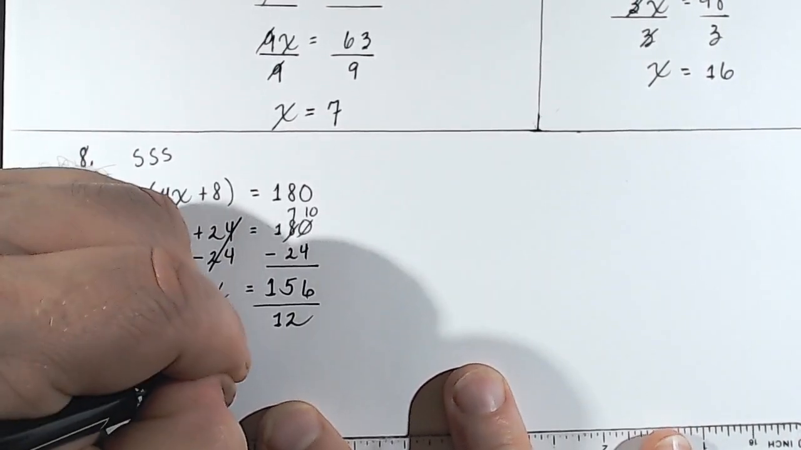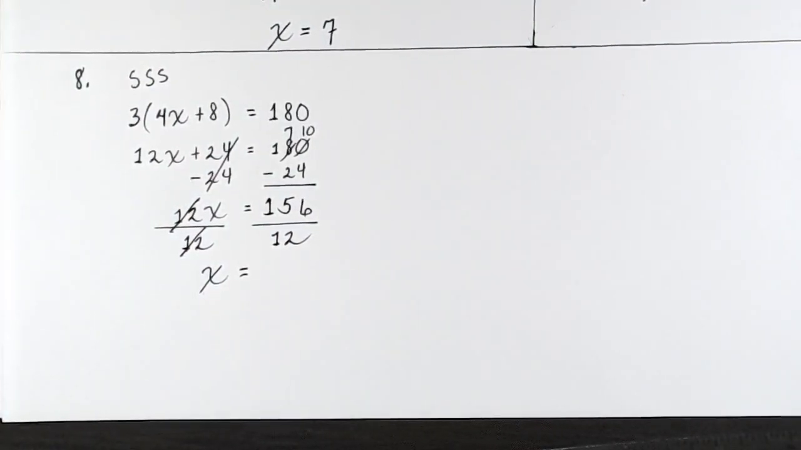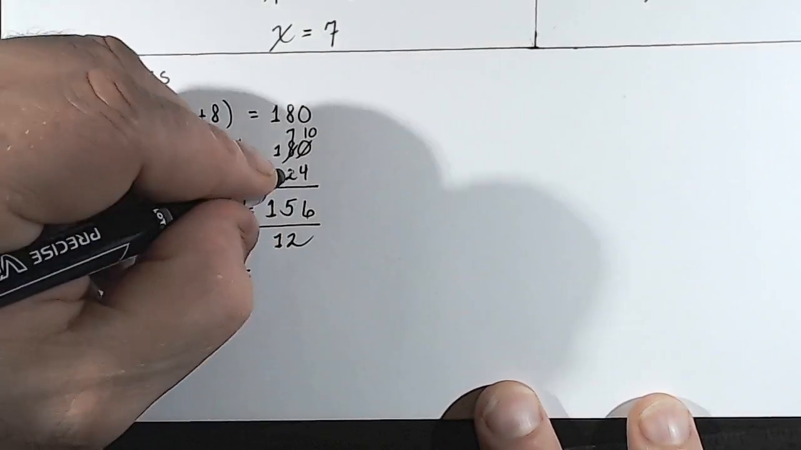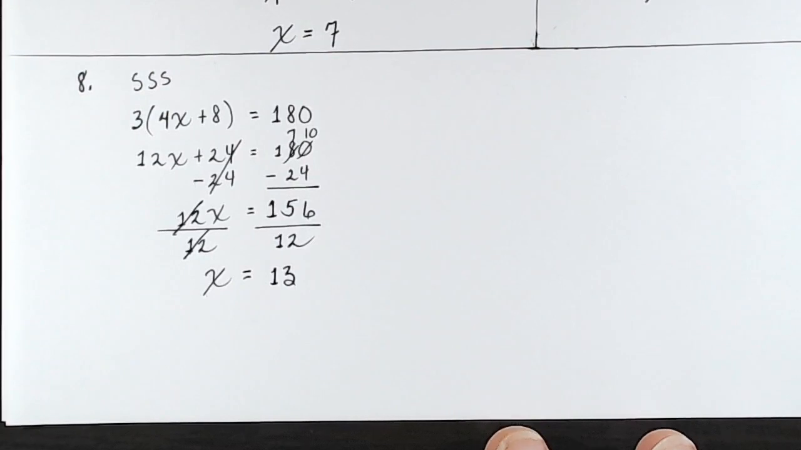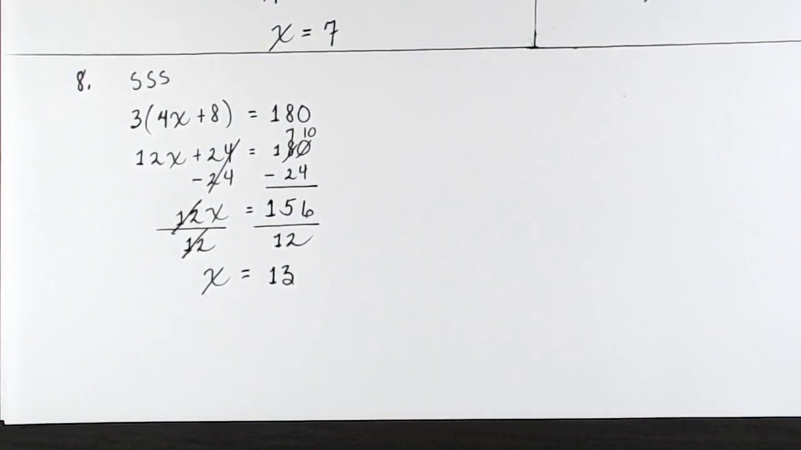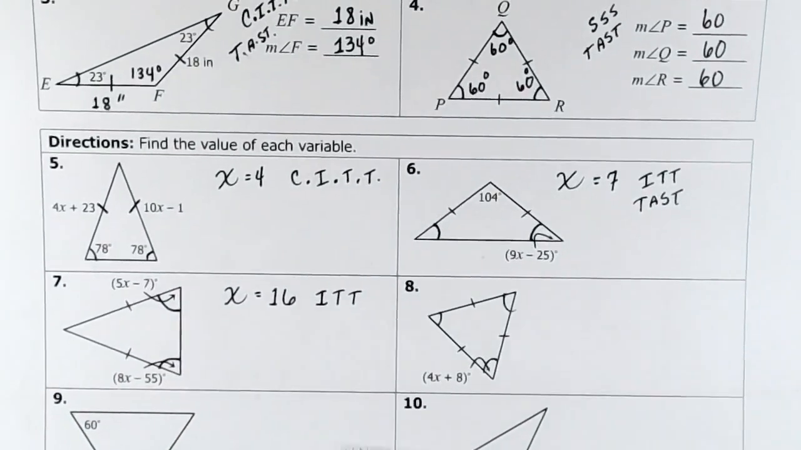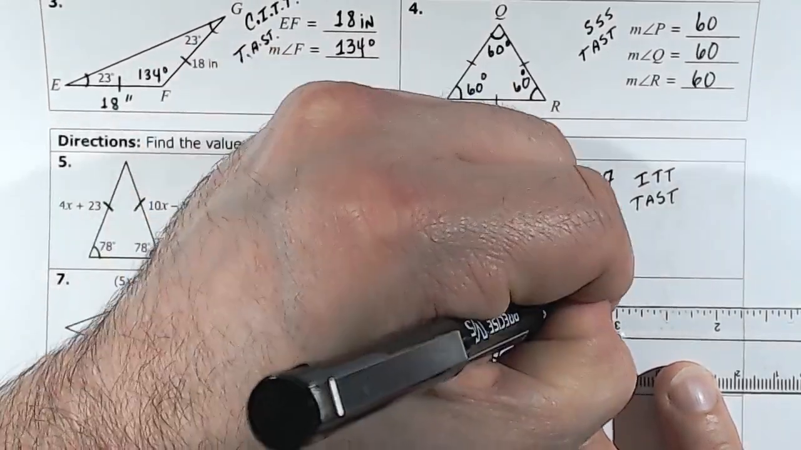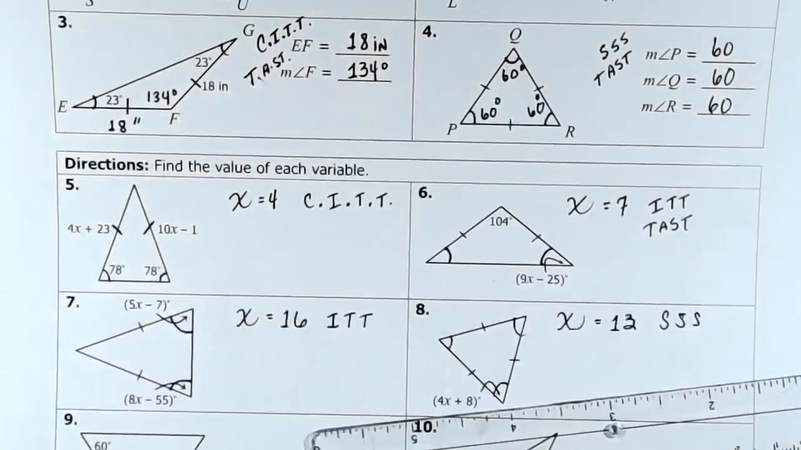So x equals 156 divided by 12, which if you think about it, we all know our multiplication tables up to 12. 12 times 12 is 144. So just go up by 12. 144 plus 10 is 154, plus 2 is 156. So that means that x is equal to 156 divided by 12, which has to be 13. Okay, so 13 times 12 is indeed 156. So x equals 13. And we can say that we did side, side, side.